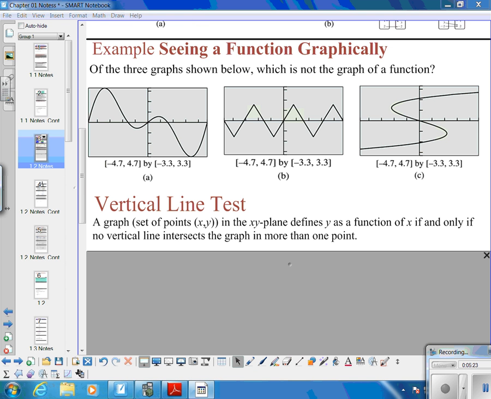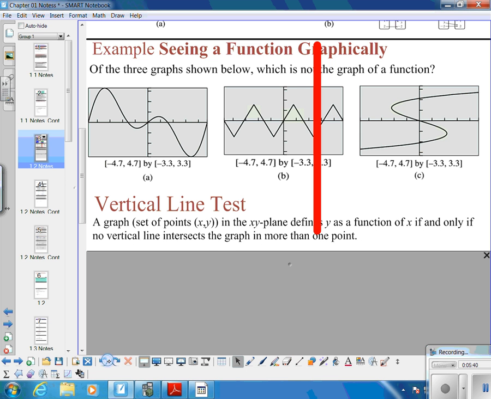A nice quick way to check and see if your function is a function graphically is to use the vertical line test. You can just take your pencil or whatever vertical line you have and slide it across your graph.